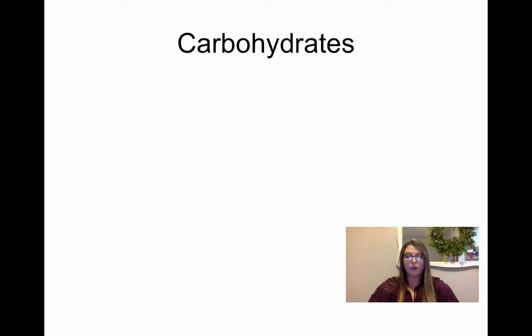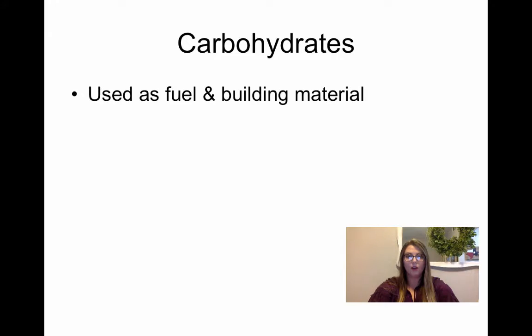So carbohydrates are basically just sugars. A few examples would be bread or pasta or pretty much anything that's not a protein or a fat. So carbohydrates are used as fuel or as energy. They're also great building materials. So carbohydrates are made of carbon, hydrogen, and oxygen. And you'll also see these same elements in lipids, but the amount is much smaller in carbohydrates.